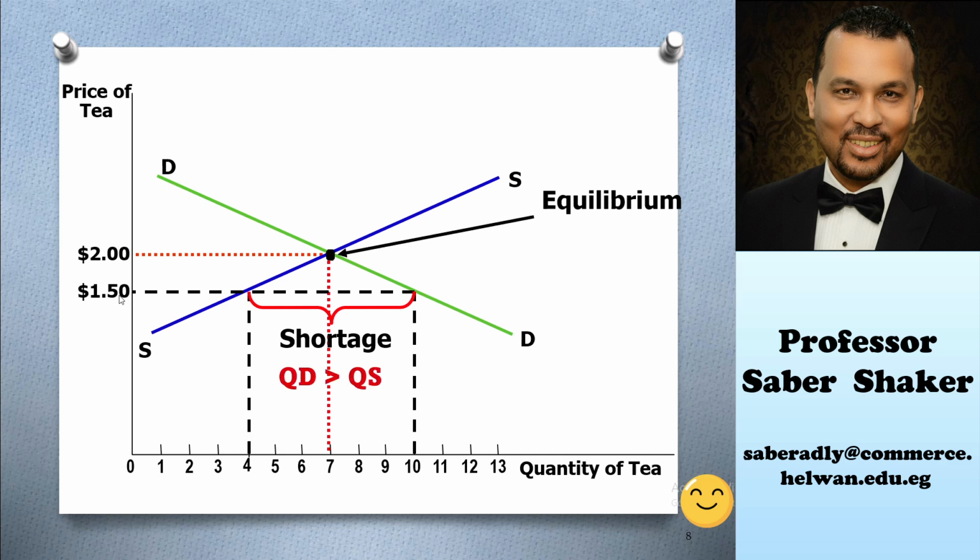All in all, summary for this presentation: only one price creates equilibrium. This is the equilibrium price. We talk about two cases of disequilibrium. Case number 1, any price above or greater than the equilibrium price, we talk about surplus or excess supply. Any price below the equilibrium price, we talk about shortage or excess demand.